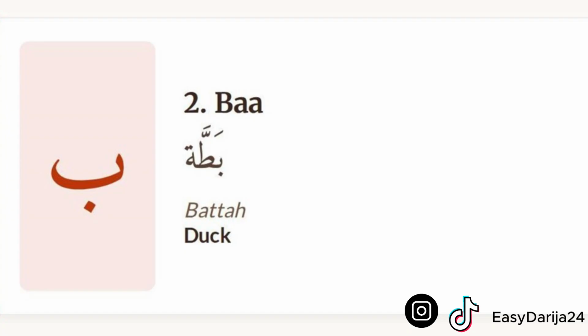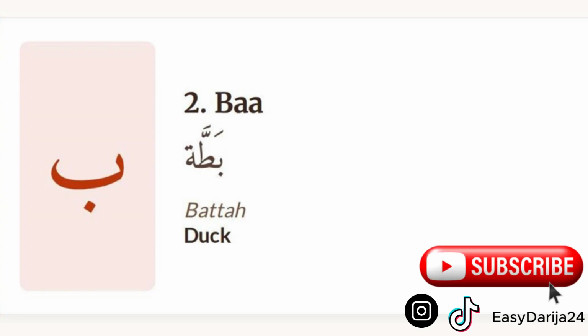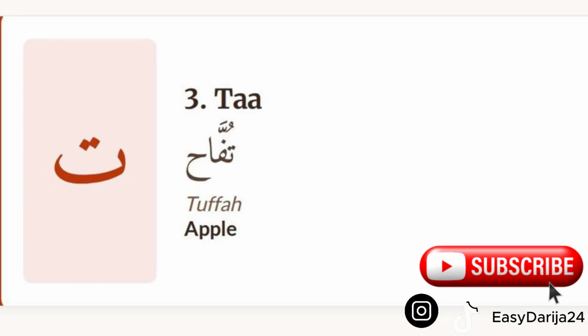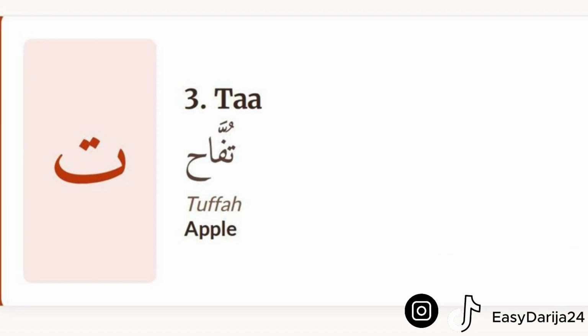We have the second letter, Ba. Ba goes like B in English. For example, we have here Batta. Then we have Ta, which goes like a light T in English. For example, we have here Tufah.